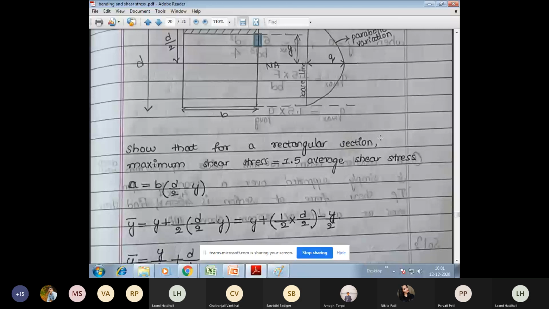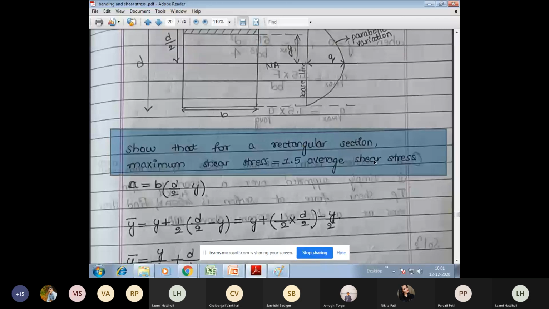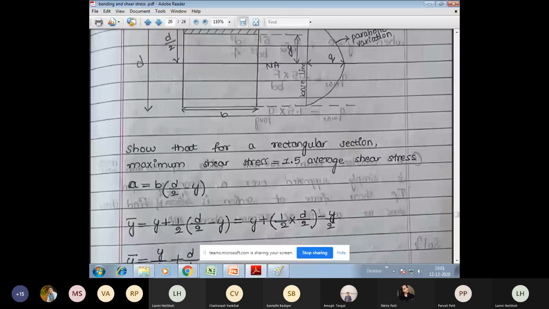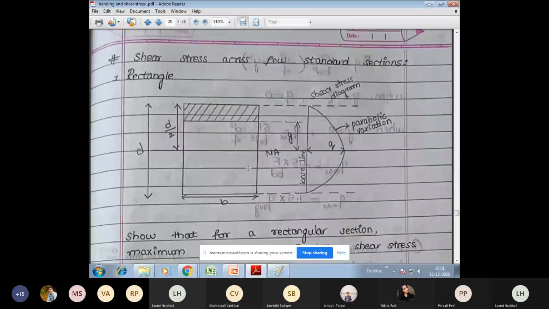This is how the question comes: show that for a rectangular section, maximum shear stress is equal to 1.5 times the average shear stress. So in the case of a rectangular section, prove that maximum shear stress is 1.5 the average shear stress. First of all, you should use the formula that we have derived now. To use that formula, consider an element CD. After considering this element, take the shaded area above the element.